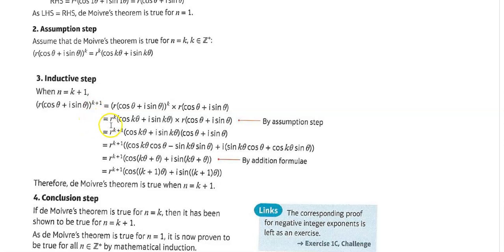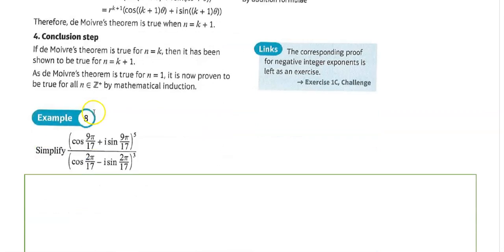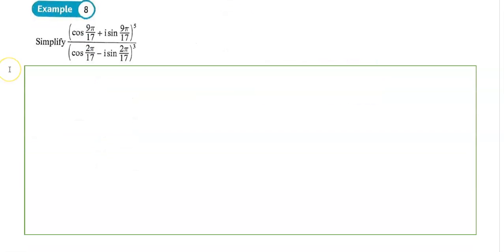When you multiply it out, you can see the working out here, so pause that if you want to watch that again, but it's just r to the power of k plus 1 times cos of k plus 1 theta plus i sine of k plus 1 times theta. So you can see it's true for n equals k plus 1. Alright. And then you can see the last wee step 4 is just showing it is true.